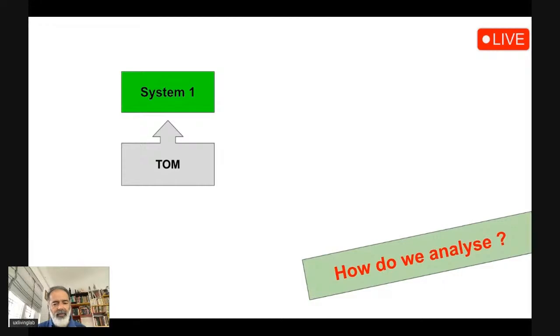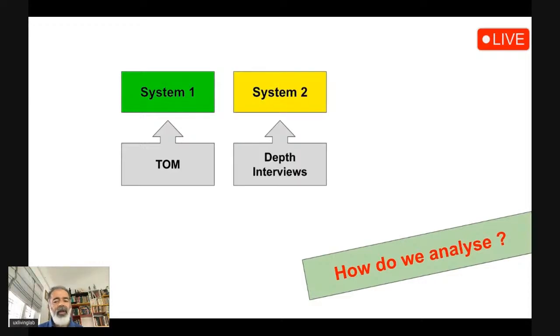So when I look into this model, system one is based on top of mind. You know how to analyze top of mind. So how do we analyze this information? System one is based on top of mind. You have to take top of mind from the consumer. We can attach that to system one. System two is based on depth interviews, because system two is talking about more specifications, reasoning and logic from the consumer's mind. We have to take depth interviews for analyzing system two, or getting information for system two space.